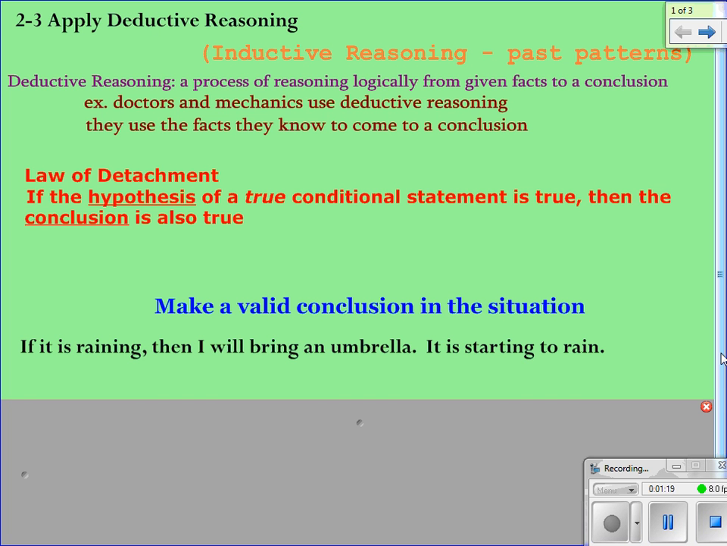The other law that we're going to look at does the opposite. It pulls everything together. Okay, so this is going to detach an if-then sentence. If it is raining, then I will bring my umbrella. That is the given fact. Okay, that is totally a true statement. They're going to tell you that it's true. Okay, after that, the person said it is starting to rain. What is the conclusion based on this? I'm going to bring an umbrella.